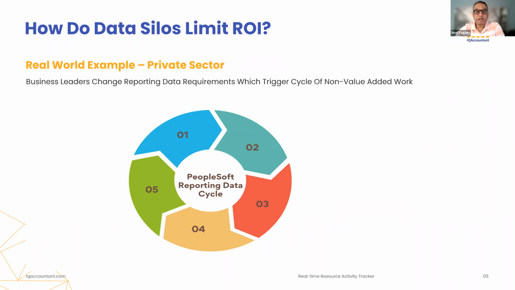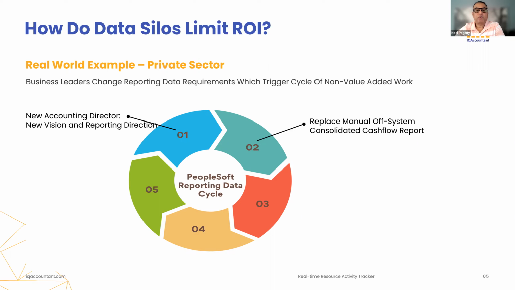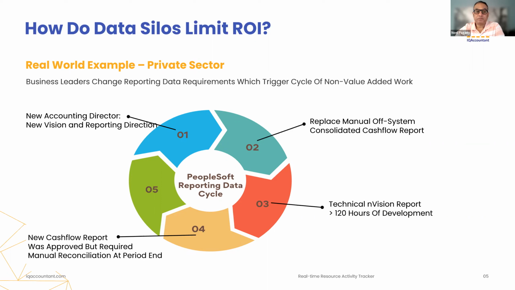If we take real world examples in the private sector, we can see these cycles play out. In one example, a new business leader or accounting director came into his new role and wanted to revamp the financial statement process. So he had a new vision and he wanted a new reporting direction. Well, he wanted to replace the manual off-system consolidated cash flow report. So we built the report in Envision, and it took over 120 hours of development. The new cash flow report was approved, but required manual reconciliation at period end. The new reporting process replicated each period required over 40 hours of work by staff.